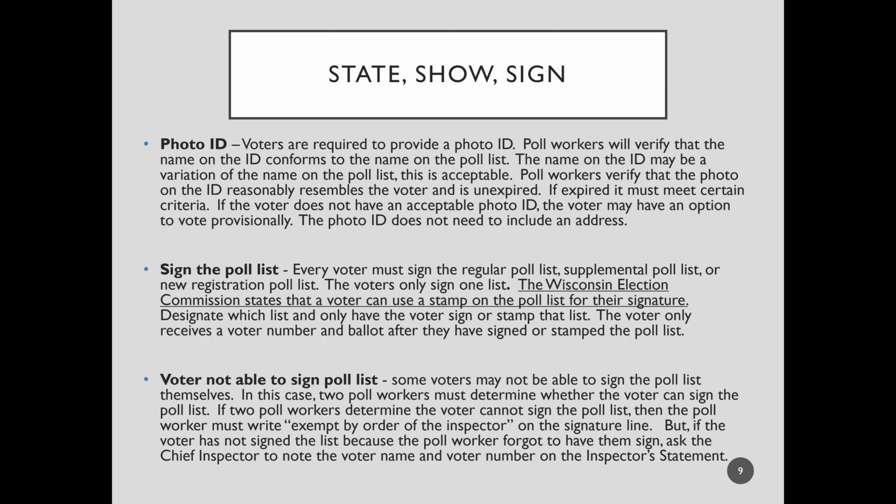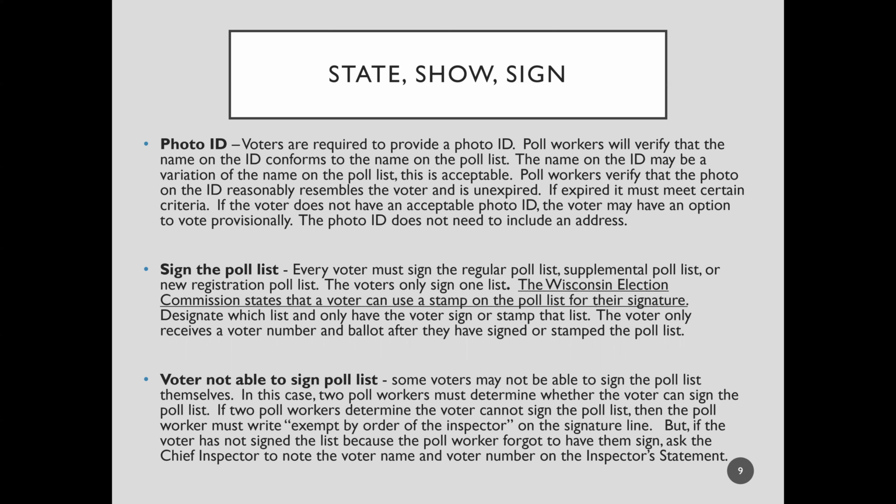The next is where they sign the poll list. Every voter must sign the regular poll list, supplemental poll list, or the new registration poll list. The voters only sign in one of the books. So prioritize one book to be the signature book between the two. The Wisconsin Election Commission states that a voter can use a stamp on the poll list as their signature. Designate which list to have the voter sign and keep with that.